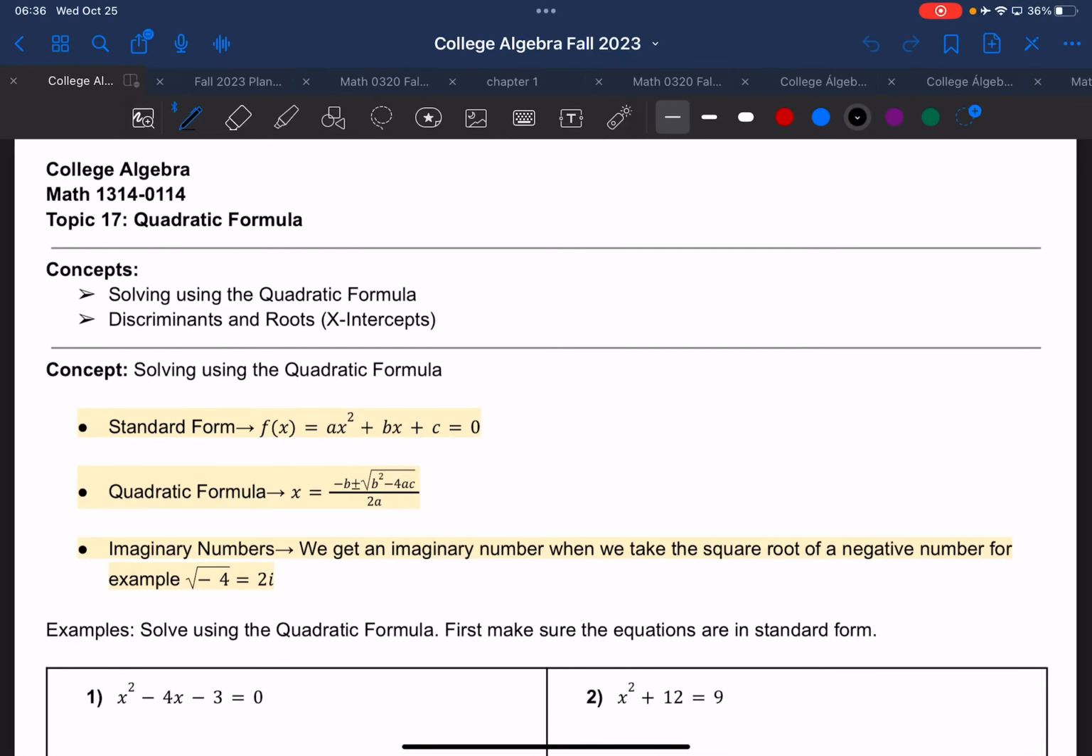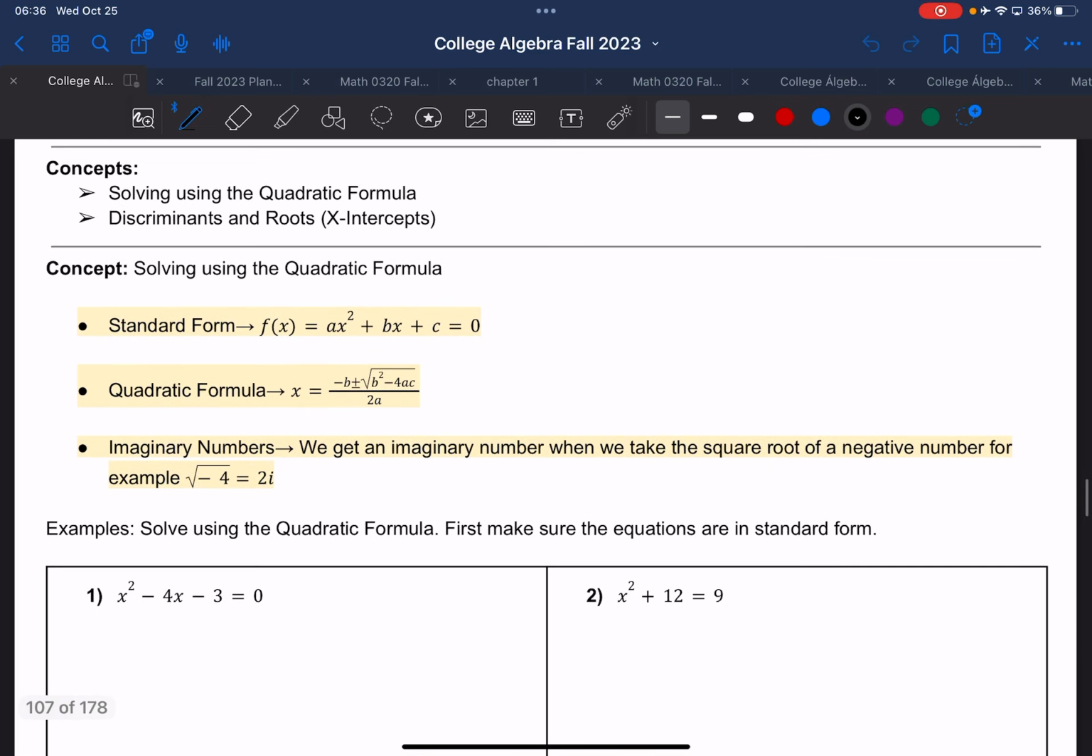Okay, so topic 17, the quadratic formula. We're going to go over how to use the quadratic formula and how to use the discriminants and roots that we get from the quadratic formula. Okay. So we use the quadratic formula when we're talking about a quadratic function.